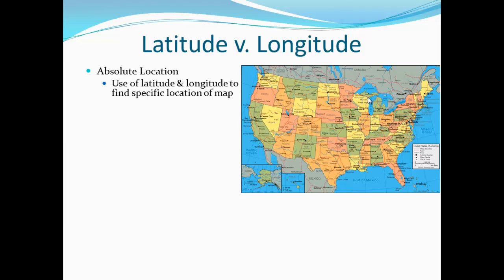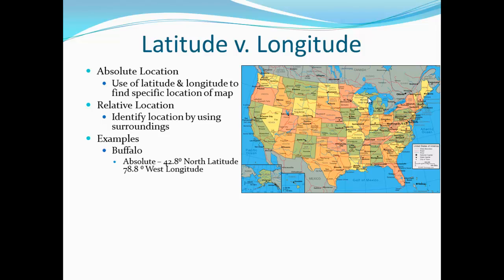Okay, so absolute location is using latitude and longitude. Relative location is identifying a location by using surroundings. So for example, we live in Buffalo. I will give you the absolute location of Buffalo, and you tell me what the relative is. So the absolute is 42.8 degrees north latitude and 78.8 degrees west longitude. You type that into a GPS, and you will reach Buffalo. What would the relative location be?